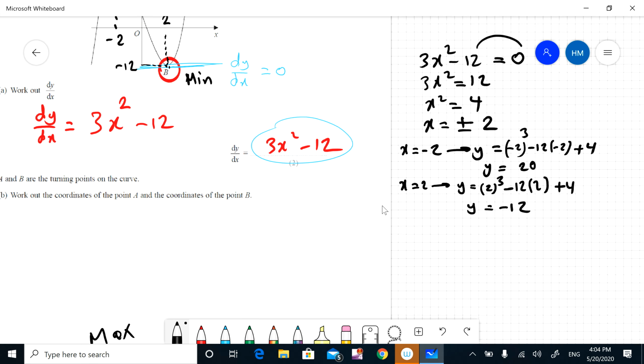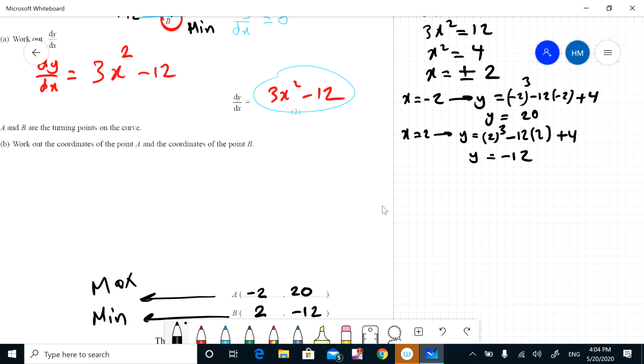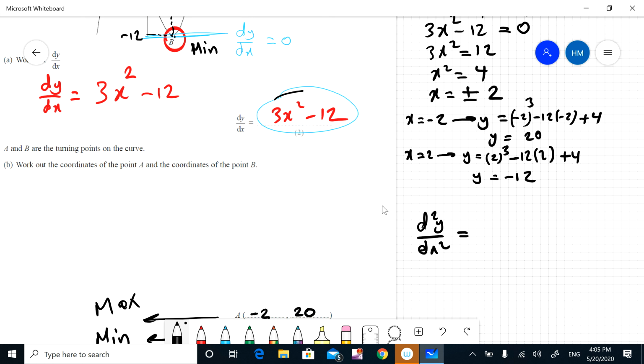But if you don't have the graph, I told you before, you can use the second derivative test. So you can use d squared y over dx squared, differentiate the function again. What was the first derivative? This is the first derivative. Differentiated again, it will be 6x, and negative 12 is 0.